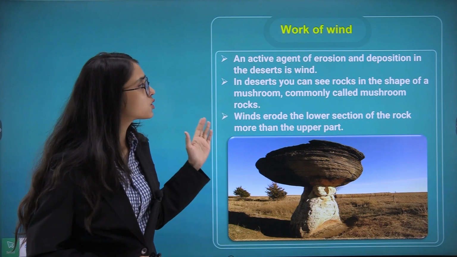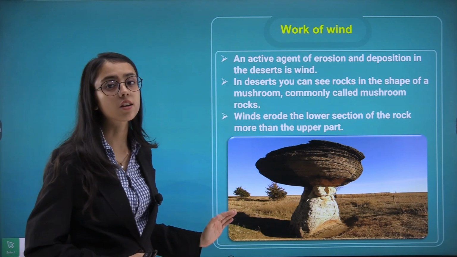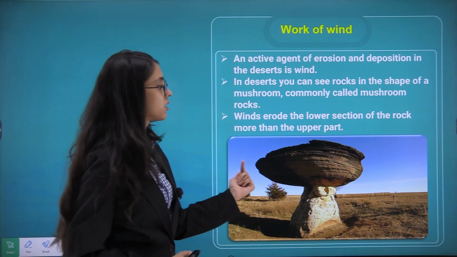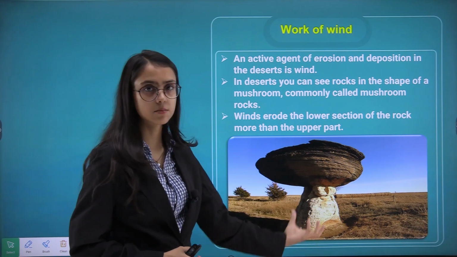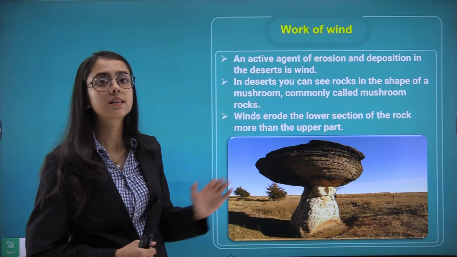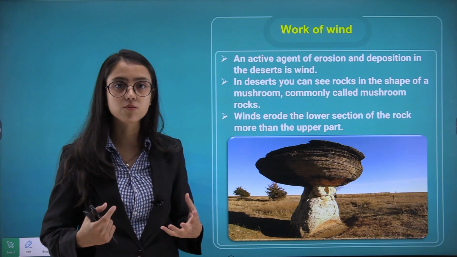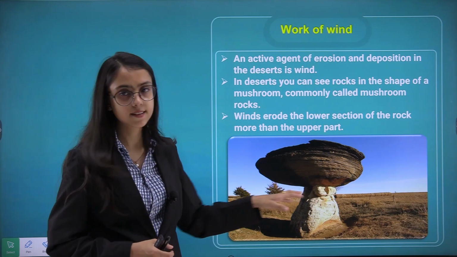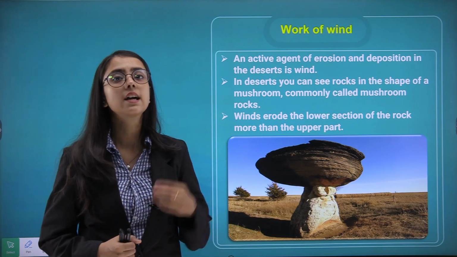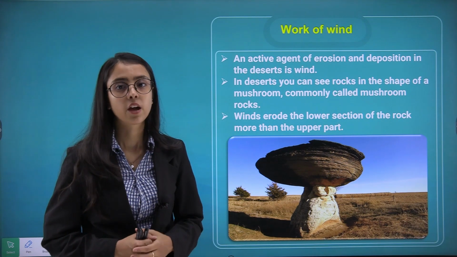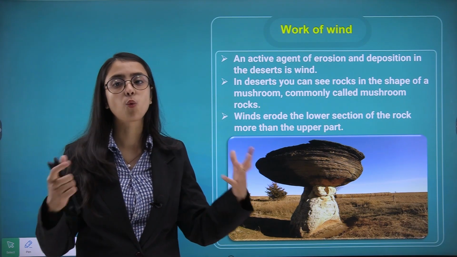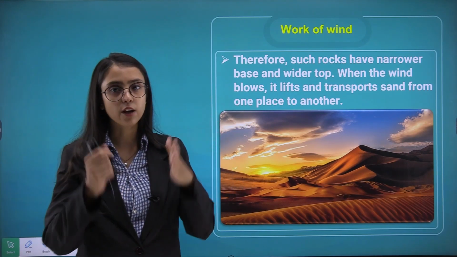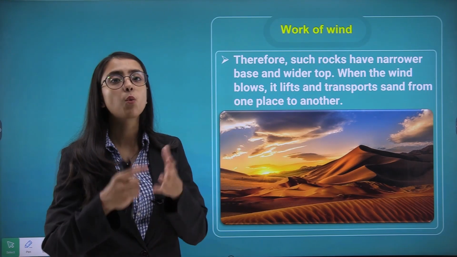Sometimes in deserts you see rocks such as this, which are in the shape of a mushroom. Don't you think this rock is in the shape of a mushroom? The top is bigger and the bottom is very steep. These are known as mushroom rocks and they are formed because of the work of the wind. The wind erodes the lower section because it is where the wind hits the rock hardest, whereas the upper section is wider in nature. Therefore, such rocks have a narrow base and a wider top.